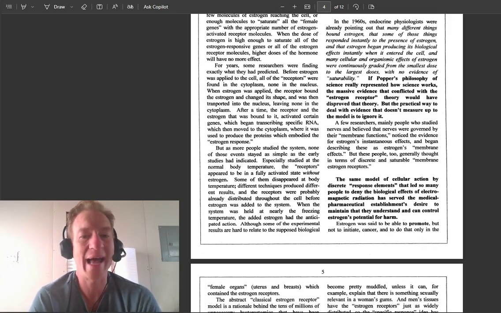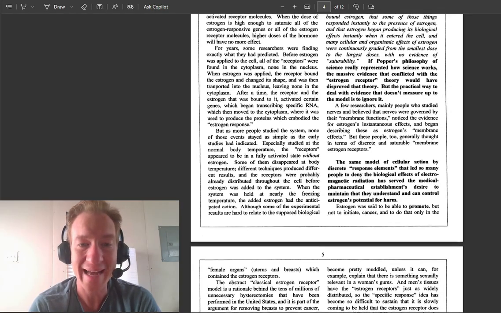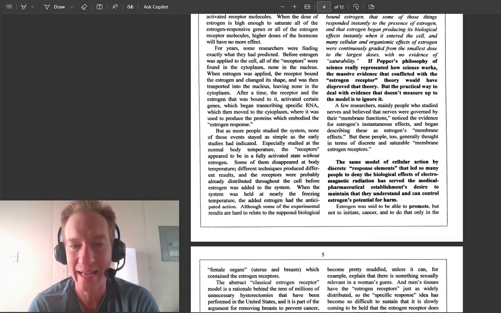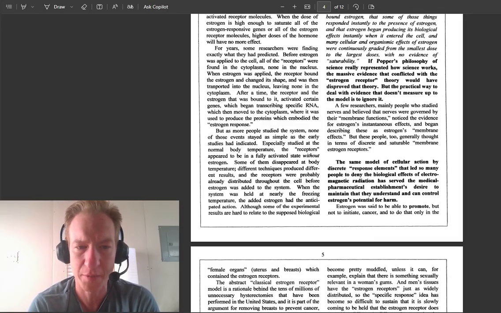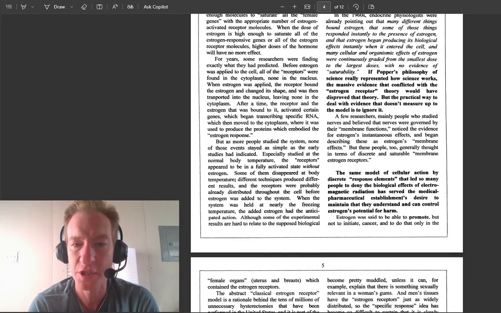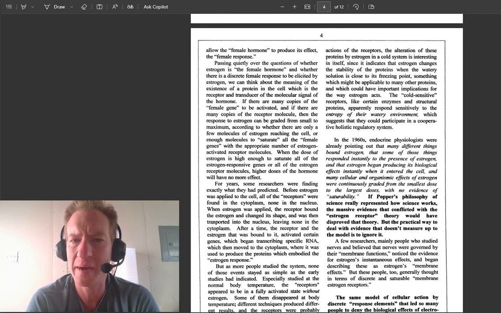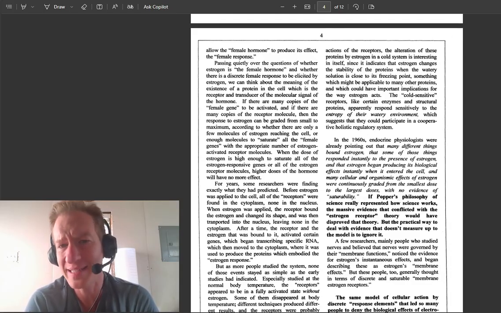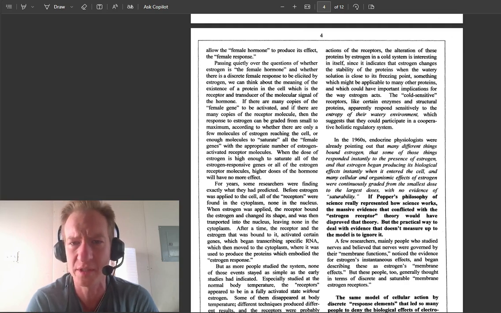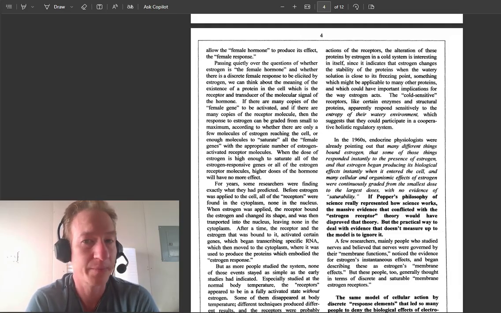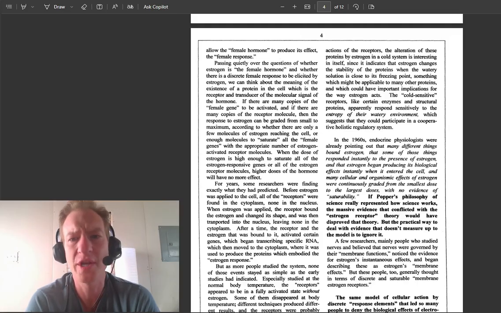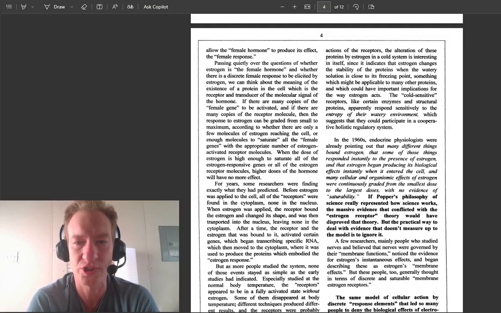When the system was held at nearly the freezing temperature, the added estrogen had the anticipated action. Although some of the experimental results are hard to relate to the supposed biological actions of the receptors, the alteration of these proteins by estrogen in a cold system is interesting in itself, since it indicates that estrogen changes the stability of the proteins when the watery solution is close to its freezing point, something which might be applicable to many other proteins, and which could have important implications for the way estrogen acts.